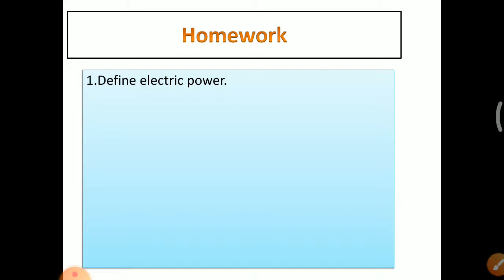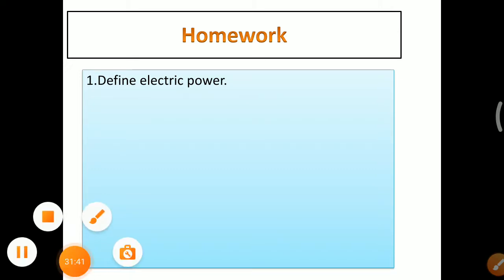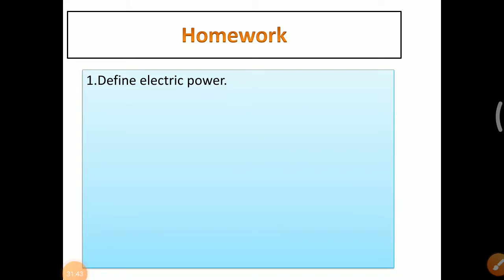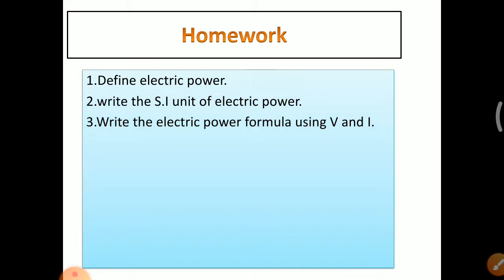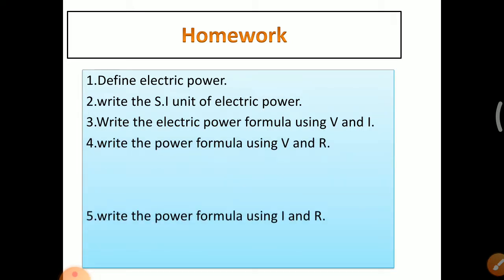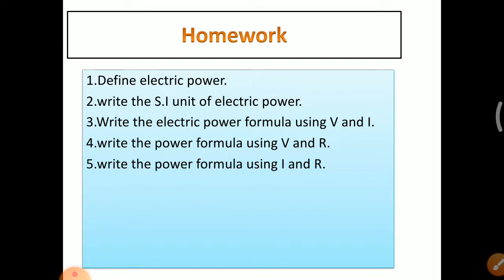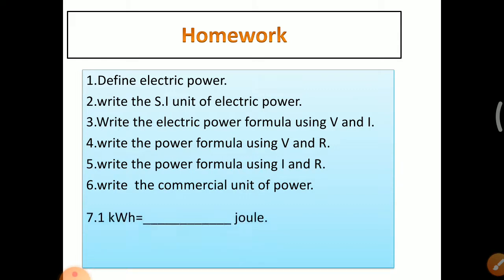So these are homework questions for you. One: define electric power. The second question: write the SI unit of electric power. The third question: write the electric power formula using V and I. Write the power formula using V and R. Write the power formula using I and R. Write the commercial unit of power. 1 kilowatt hour equal to dash joule.